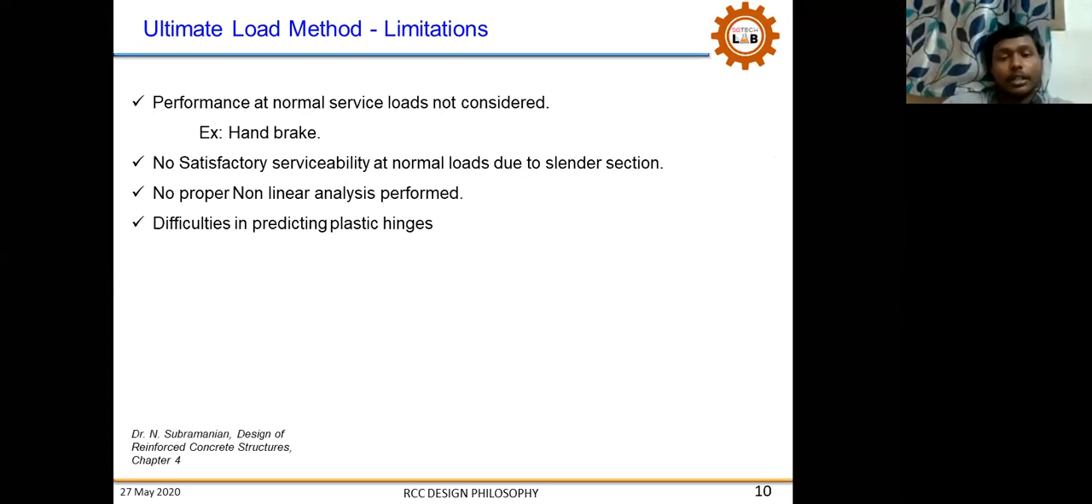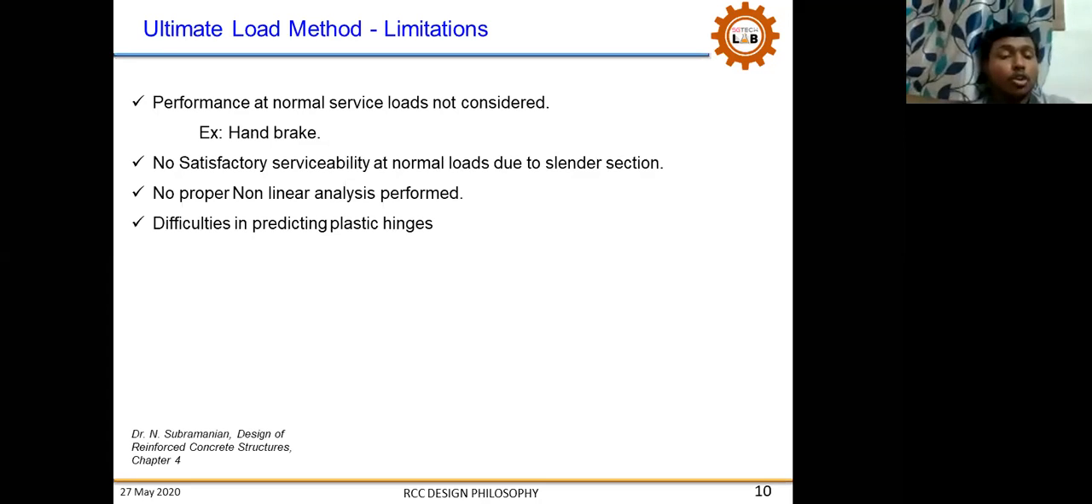And the limitations they have given are that there is no proper serviceability. As I explained, a slender section may bend under its own dead load itself. So there is no satisfactory serviceability. If a bridge is so slender, by walking on it, it will automatically deflect. So psychologically, it is affected. People will not use that bridge. So it is automatically a failure. So that thing is a major defect in this ultimate load limitation.